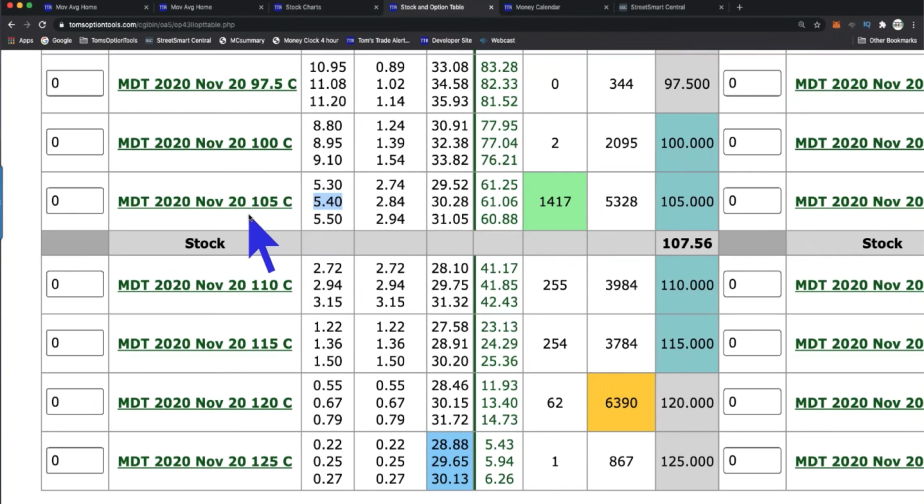Okay, so if MDT, the stock, goes up to $115 a share, which is our target on this trade, then if I have the right to buy it at 105 and it's trading at 115, don't I have a right that's worth at least $10? I can buy it all day long for 105, and I can sell it at the market at 115 if it's trading at 115. So that option is going to have a minimum value of 10. Right? Did I answer that correctly, Jay?